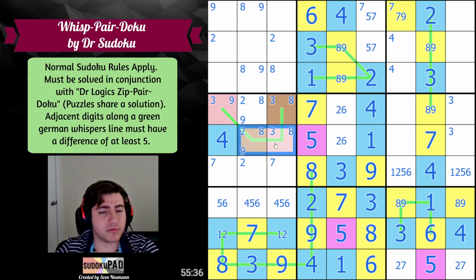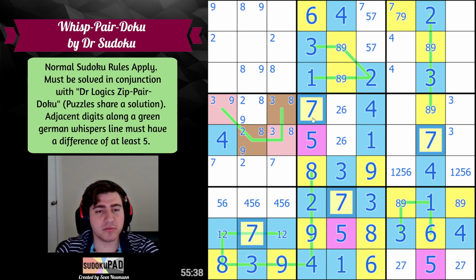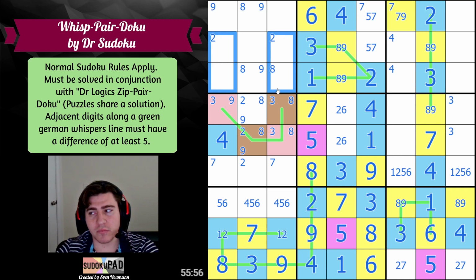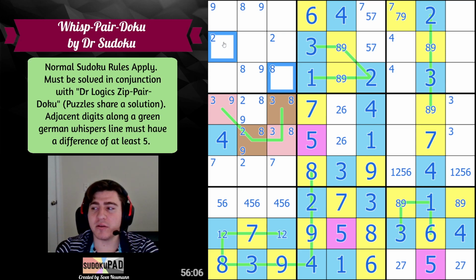I do know something about 7, or sorry, about the number 7 in box 1. By Sudoku it cannot go in the middle, and it also cannot go in cell 3, 6, or 7. So it can only go in cell 4 and 9. Wait, it can't go in cell 1, so is it in cell 4 or 9?